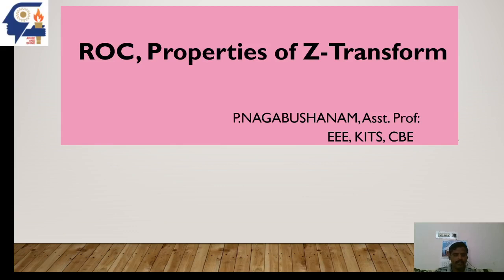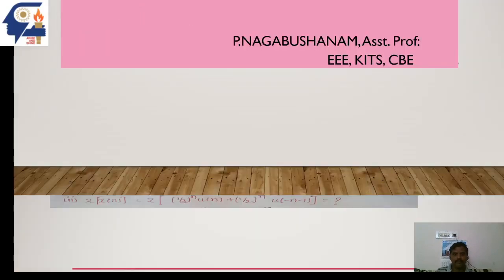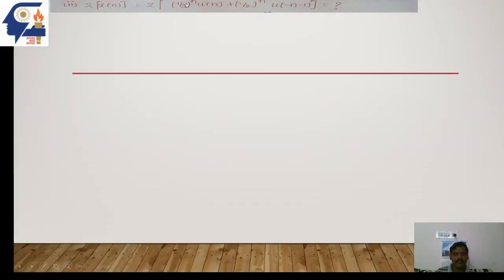Now we'll see the second problem, Z transform. Z transform of this is a causal signal, this is a non-causal signal. So Z transform of any signal is a summation n equal to minus infinity to plus infinity of the given signal times z power minus n. So send the summation inside and z power minus n inside.